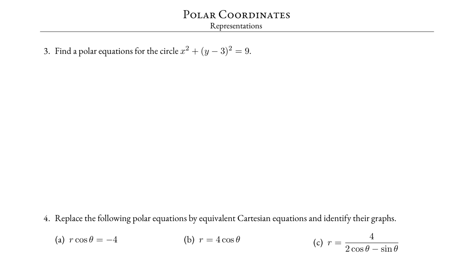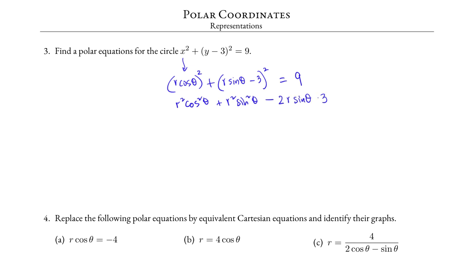Next, find a polar equation for the circle x squared plus the quantity y minus 3 squared equals 9. In polar coordinates, x is r cosine theta, so we replace x with r cosine theta. Y is r sine theta, so we replace it with r sine theta. Everything else is the same. This is r squared cosine squared theta plus r squared sine squared theta minus 2 times r sine theta times 3 plus 3 squared equals 9.